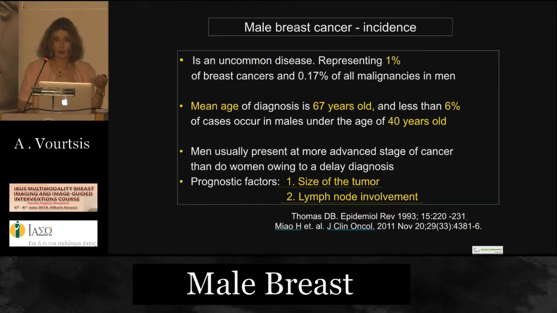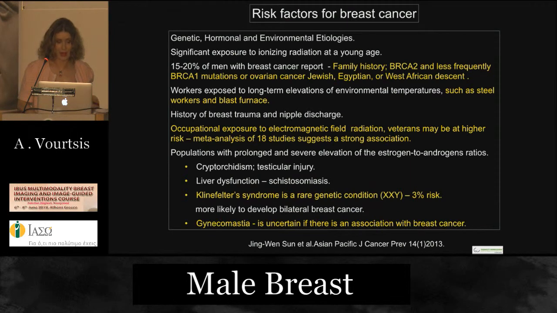They're not informed about the disease. And the prognostic factors are the size of the tumor and the lymph node involvement. There are many risk factors that have been associated with the development of the disease. I would like to point out Klinefelter syndrome, which is very rare.